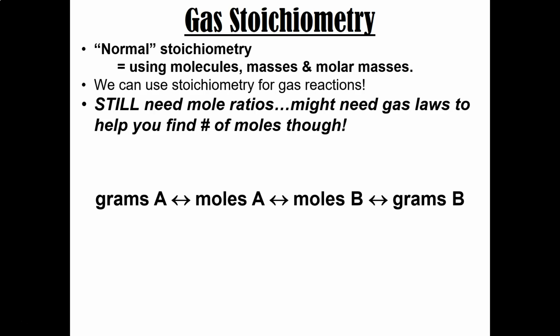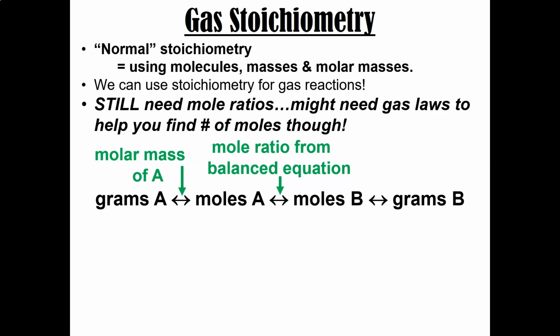So for example, this should look very familiar. Grams of A to moles of A, moles of A to moles of B, moles of B to grams of B. You would normally use molar mass of A, use mole ratio, use molar mass of B. That should just seem like old news to you.